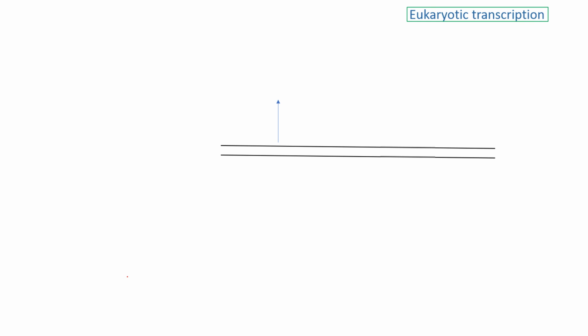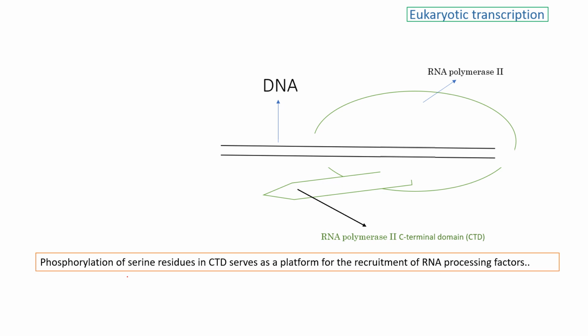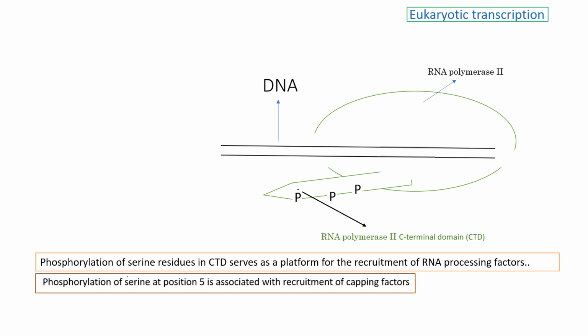The enzyme involved in eukaryotic transcription is RNA polymerase II. It has a carboxyl terminal domain. It is believed that phosphorylation of serine residues in the carboxyl terminal domain serves as a platform for recruitment of RNA processing factors. Phosphorylation of serine at position 5 is associated with the recruitment of capping factors.